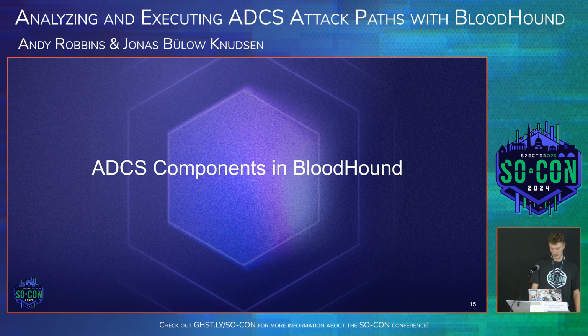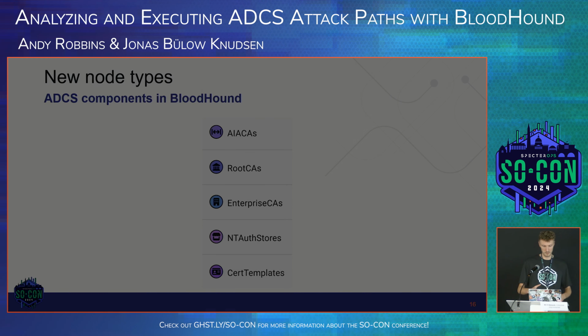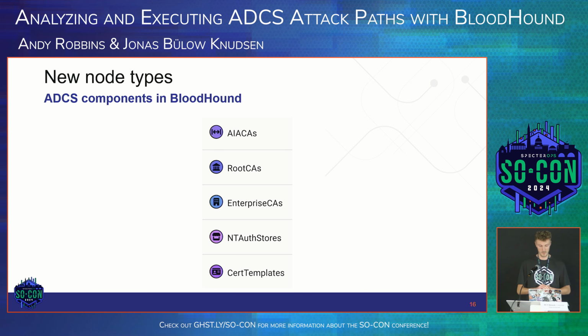So how did we get all these things into BloodHound? We've introduced 5 new node types in BloodHound. We have already talked about 4 of them. There's a 5th one called ADCS, which we have included in the graph for now, but it's not something that we use. So you can focus on the 4 other ones.